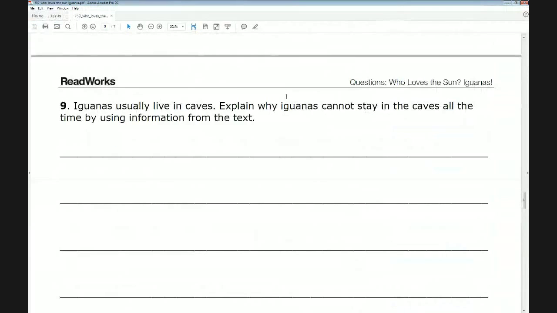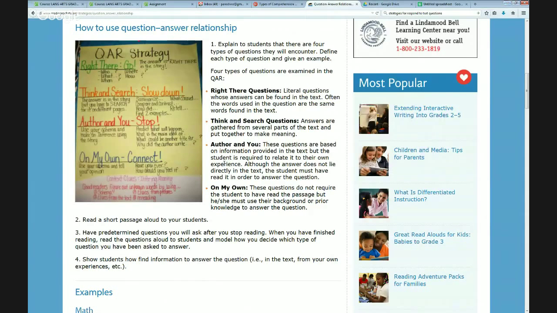Iguanas usually live in caves. Explain why iguanas cannot stay in caves all the time by using information from the text. This one might be a good example of an author and you question. You have to read it. You have to have understanding of animals and what they need. That's prior knowledge you have to have when you read this story. And you should have that in your response, both your prior knowledge, stuff that you already knew, plus information from the text to answer this question. So that's actually a good example of an author and you question. Okie dokie. Hopefully that helps.